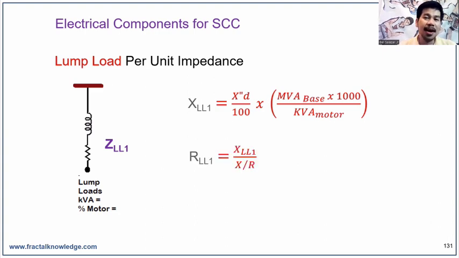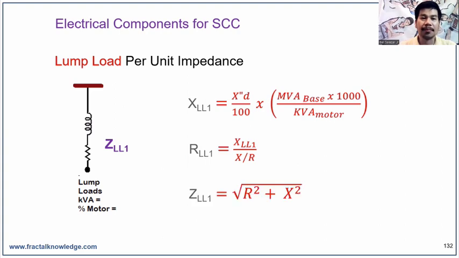While the resistance R is computed as the reactance X of the lump load divided by the ratio of X over R. And the total impedance of the circuit for the lump load is Z of lump load equals the square root of R squared plus X squared. However, you may ask, Sir, what the heck is subtransient X''d and X/R ratio?